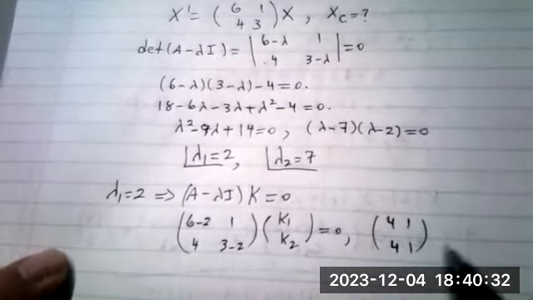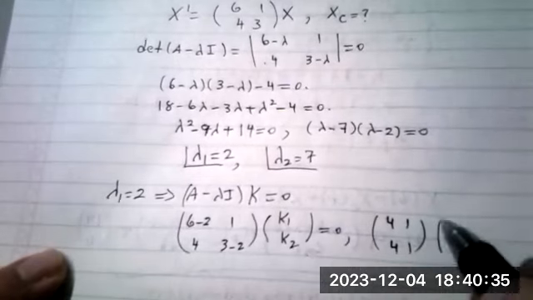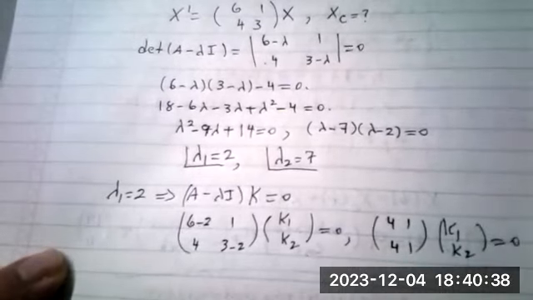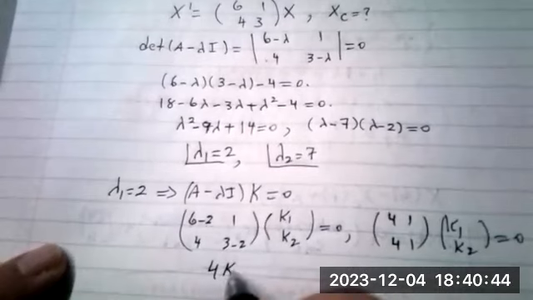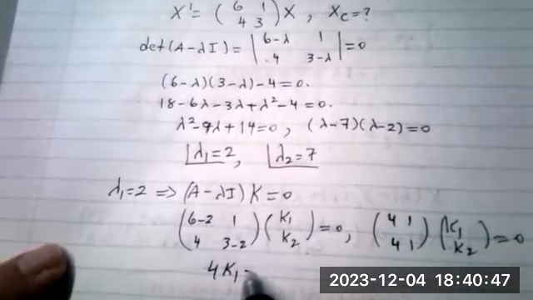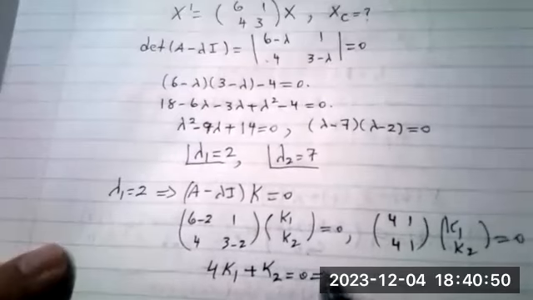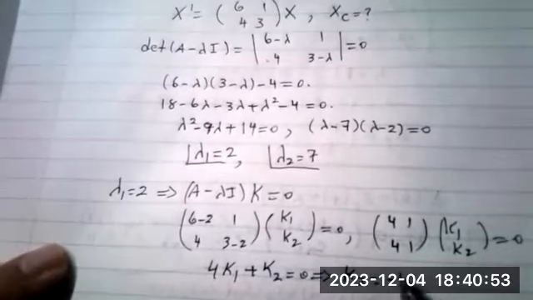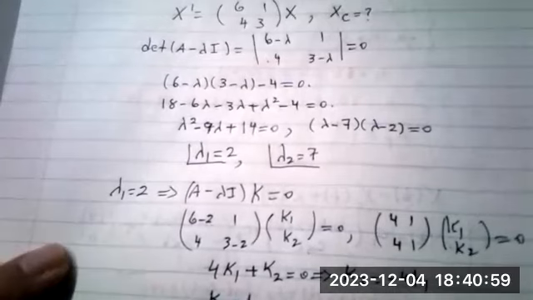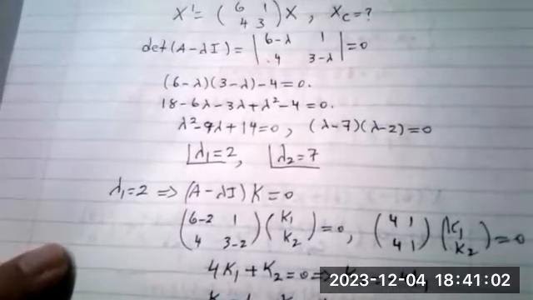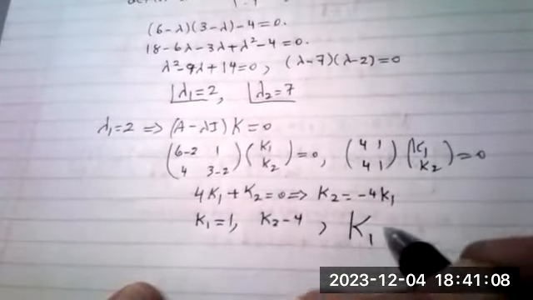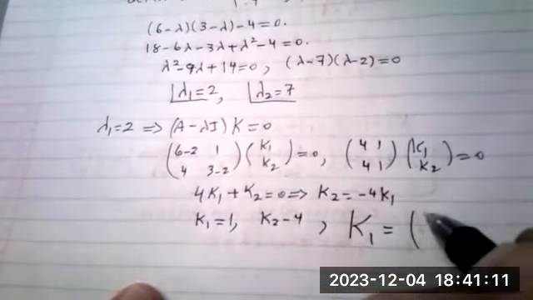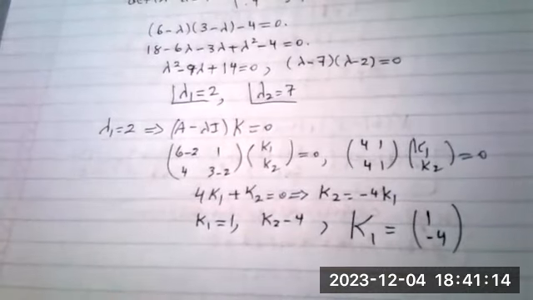Okay, that's it. And K1 and K2 equal to 0. When you multiply together, both of them would be the same, so I go with the first one. This is it, plus lambda 2, K2 equal to 0. So we get K2 equal to minus 4K1. So I pick K1 to be equal to 1 and K2 equal to negative 4. So the first vector, I'm going to call it K1, is going to be 1 and negative 4. That corresponds to lambda 1.